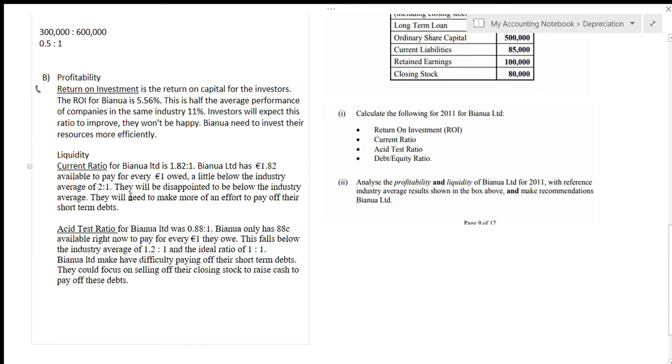This is more or less the same as this, except we don't look at closing stock. Closing stock is stock that we need to sell in order to get money in the short term. So the asset test ratio is looking at how much money you have right now to pay off your debt, and they have only 88 cents available right now to pay for every €1 they owe. So obviously, if they owed millions, they'd only have 88% of what they owe in the short term available to pay. So this falls below the industry average of 1.2:1 and the ideal ratio of 1:1. So obviously they're below that. They'd prefer to be higher.